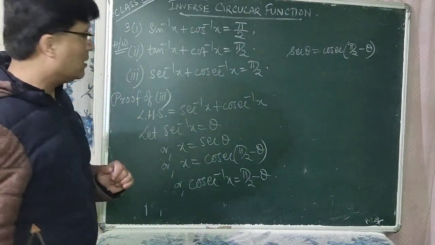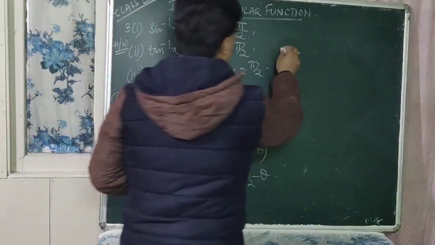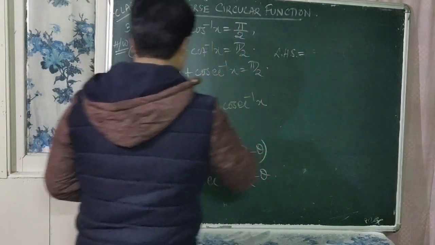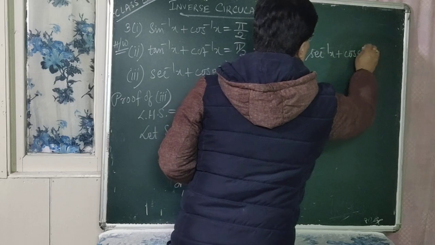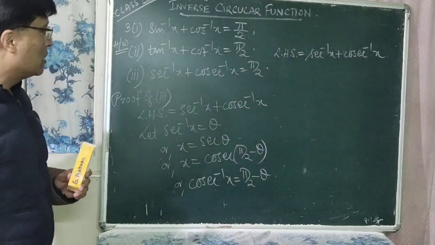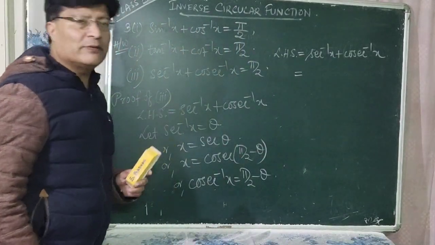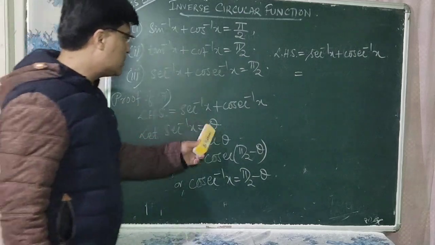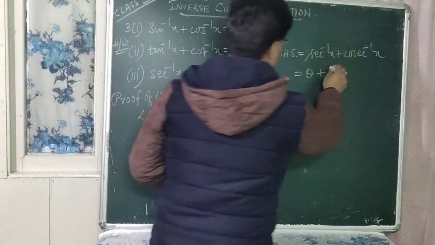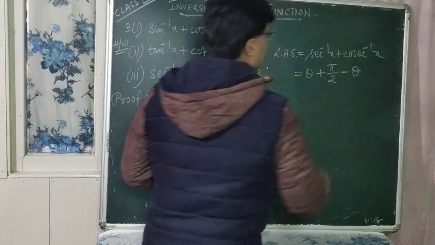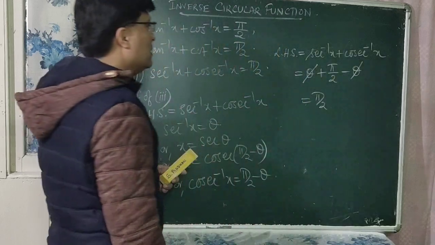So again you have to write down left hand side now. LHS is equal to sec inverse x plus cosec inverse x, right? So what was the value for sec inverse x that we had assumed? That is theta. Plus, what is cosec inverse x? Pi by 2 minus theta, right? So here theta gets cancelled, which is equal to pi by 2. Proved.